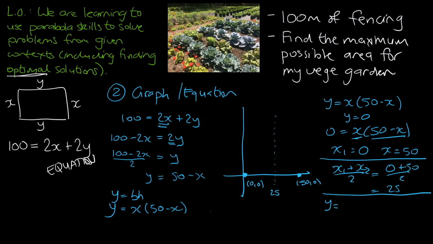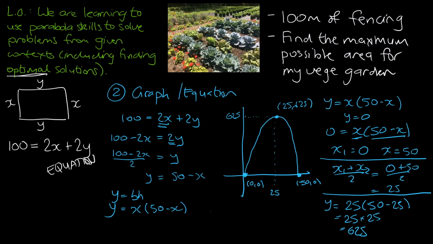And let's do our final one. So y is going to be equal to 25 times 50 minus 25. That's 25 times 25. And that there is 625. And that would be the y value of our vertex. So I'm just going to draw a dot up here. So that means that y value is 625, meaning the coordinate 25, 625. And if we drew our parabola from that, it would look, it's a terrible parabola. It would look a bit like this.